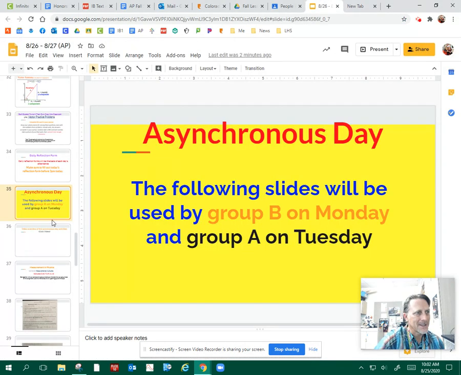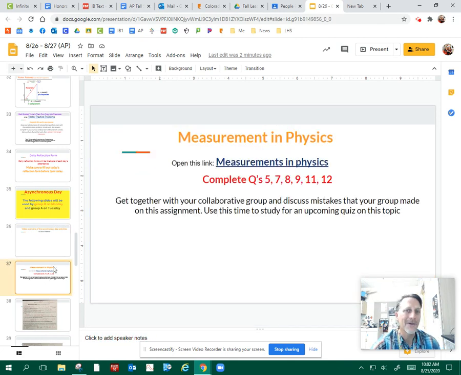Jumping into things today. We're doing our asynchronous day. First of all, go back into our measurement and physics assignment and work with your collaborative group and discuss the answers that you came up with compared to the key. Use this as a way to review for the test that's coming up, a small quiz kind of thing, in an upcoming class. Review with your partners, how did you do?